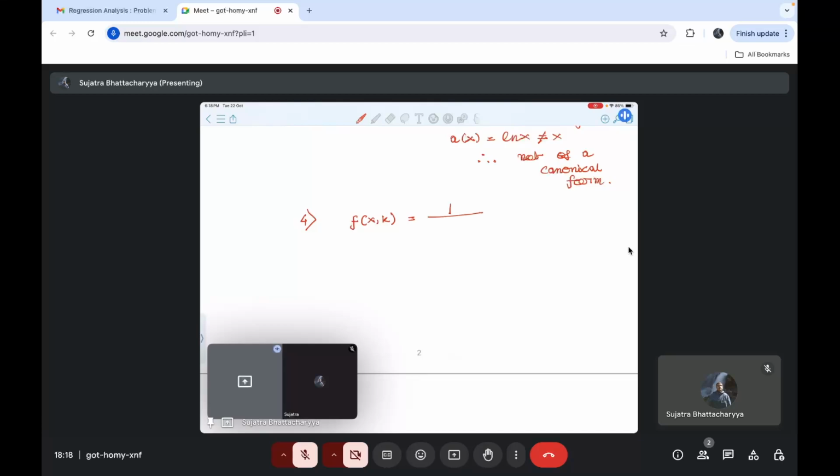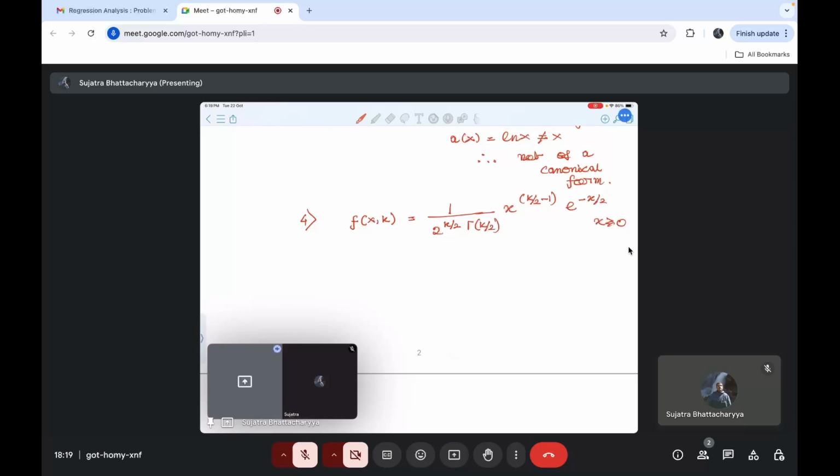Let me write it down. 2 to the power k by 2 gamma of k by 2. So you can see that it's a gamma function or a gamma distribution, x to the power k by 2 minus 1, and finally e to the power minus x by 2, where x should be greater than or equal to 0. This is the condition. This is the gamma distribution you can understand from the way it is written.